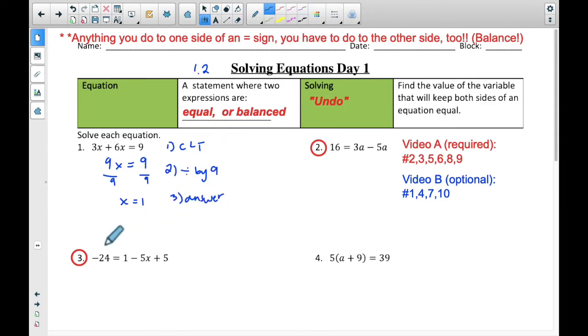One thing we did not cover in the other one was how to check your answer. I'm not going to go through every single one, but let me just show you how you check it. To check it, you plug in whatever you got for your answer. So we got a 1, and we're going to plug that 1 in every time there is an x, and we're going to see if it equals. This is an easy one. Yes, 3 times 1 is 3, 6 times 1 is 6, and that does add up to 9. So yes, this answer does work. Okay, let's move on to number 4.